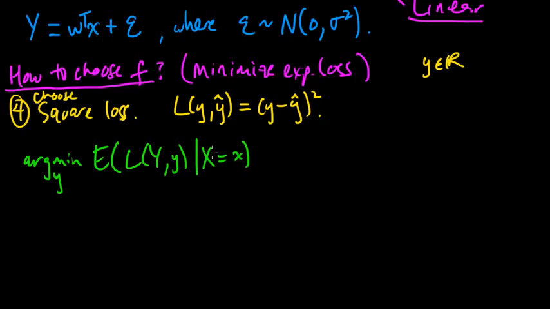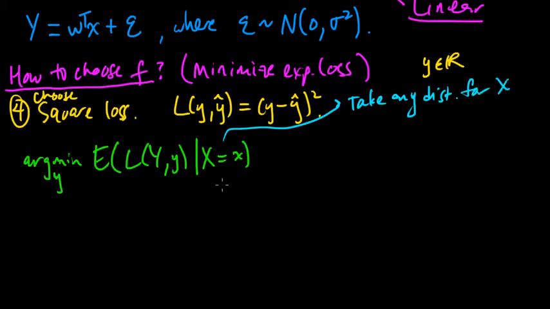But it turns out it doesn't really matter, because if you remember when we talked about how to choose f using this approach, it didn't matter what the marginal distribution on x was. It only mattered what the conditional distribution was. And so since we're conditioning on x, you can take any distribution for x. It doesn't matter. All this works exactly the same.